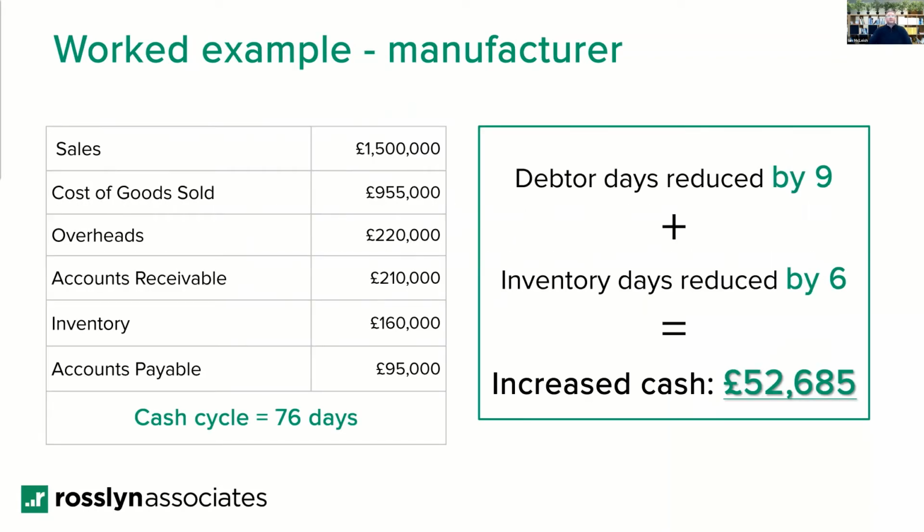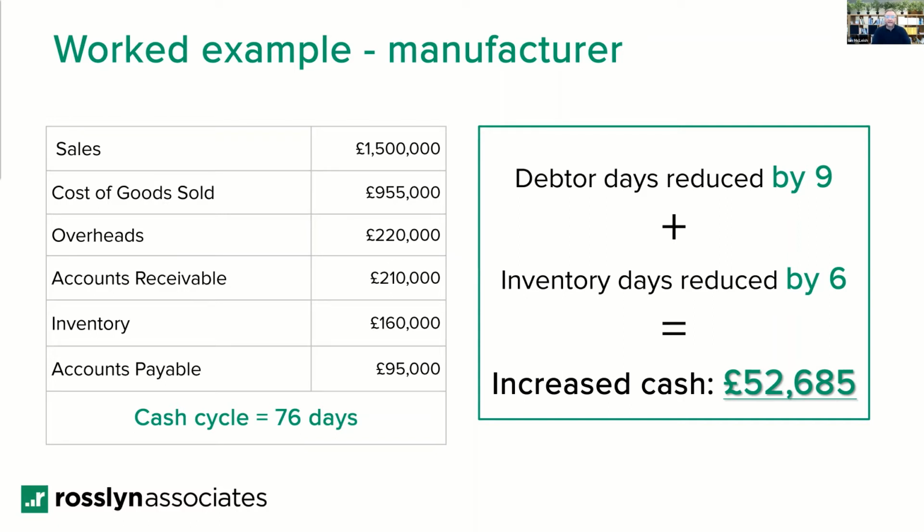So before I go and explain this a bit more, you can see this is an example we're going to look at. It's got sales of 1.5 million, cost of goods sold, i.e. that's the stock that it purchased or used in the year. Overheads, rent, rates, heat, light, salaries, etc., 220,000. At the end of the year, it's got accounts receivable of 210,000. In other words, that's how much money customers owe. It's got stock of 160,000 sitting on the shelves, and it owes 95,000 to its supplier. Now, take this on face value for the moment, and I'll show you in a second how it works out.